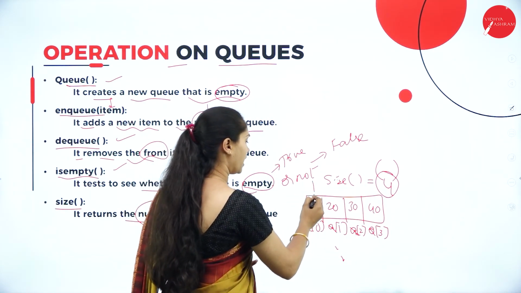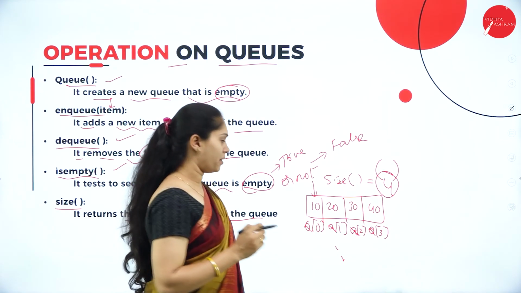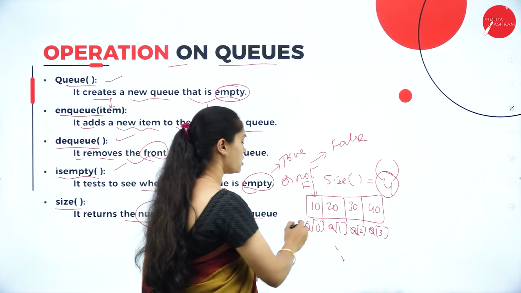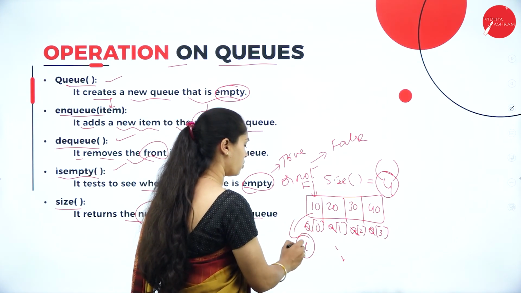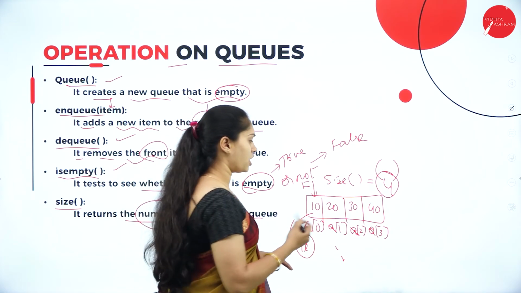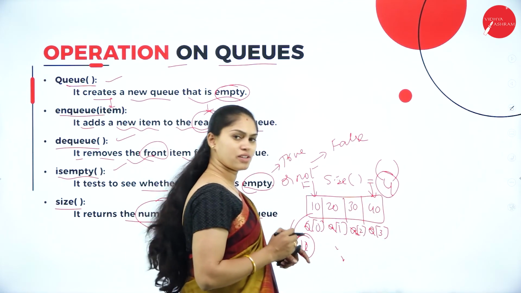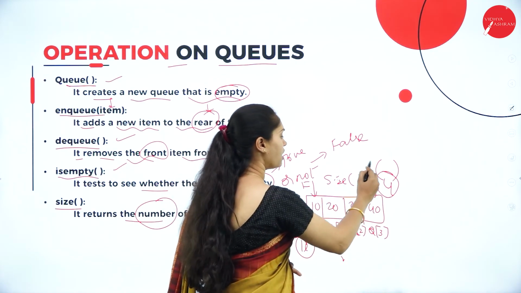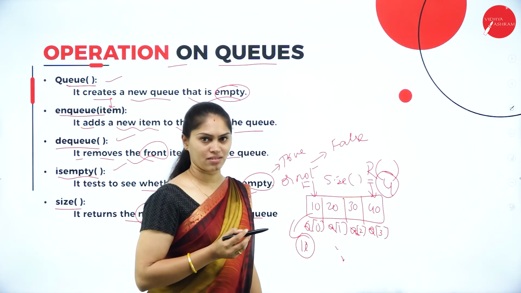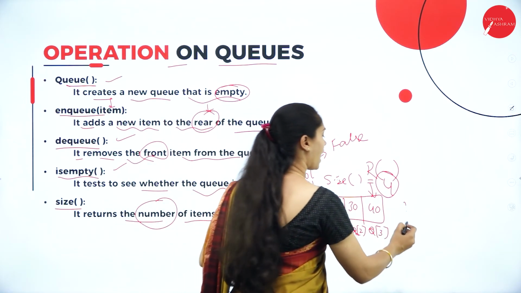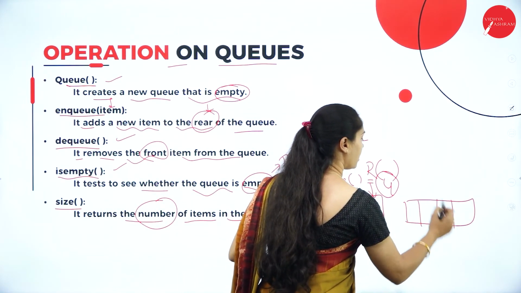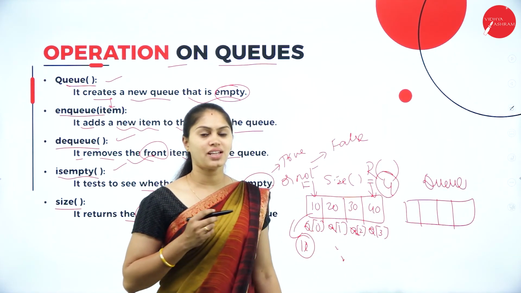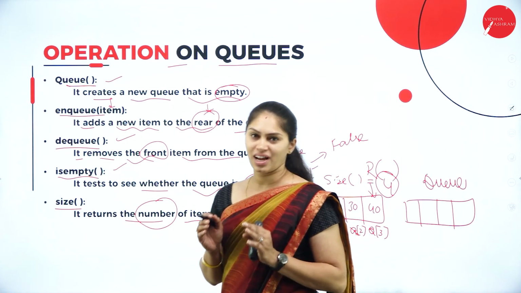And if I want to perform a dequeue operation, the front pointer will point to this first element, so this 10 will be removed from the queue. And if I want to insert one more element, the rear pointer will be at the back or end of the queue, and from there we can insert a new element, right? If I want to create a blank queue which is empty, then I have to use a function called queue. So these are the operations that can be performed on the queue data structure.